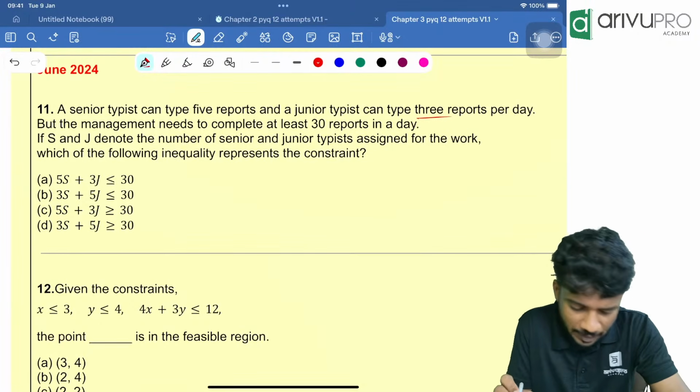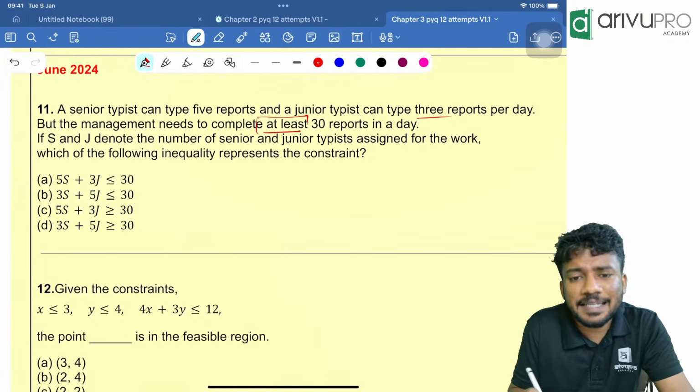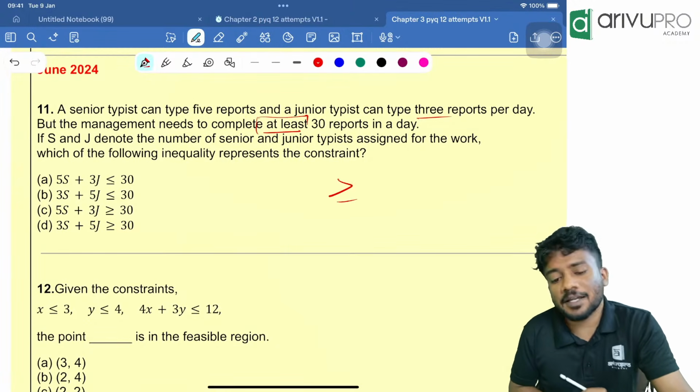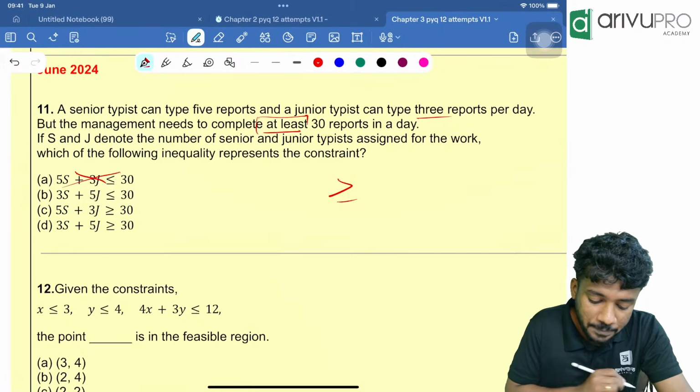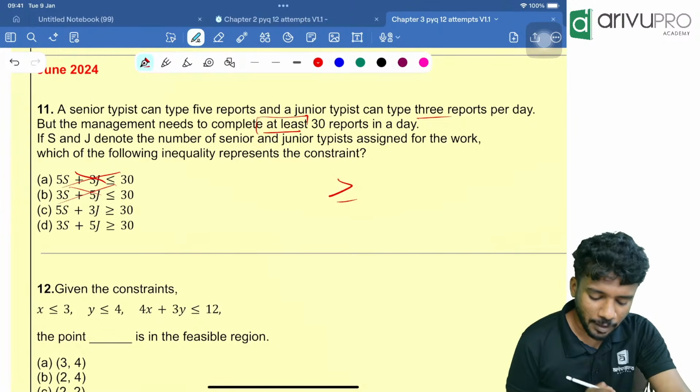3 reports per day. But the management needs to complete at least, what does that mean? Greater than or equal to. Looking at that, option A is wrong, option B is wrong. Either it should be option C or it should be option D.